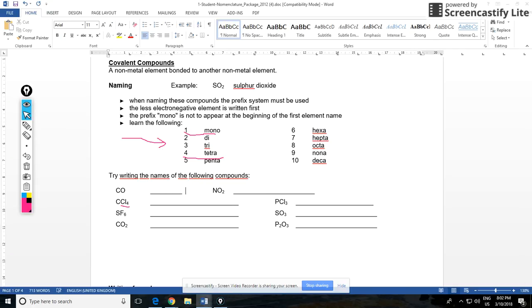So here we have CO. So we have 1 carbon. Because the first carbon is 1, we're not going to put mono in the front. And we have 1 oxygen. Now, when you're naming covalent compounds, the first element, you don't change its ending. You leave it as is, but you change the ending of the second element. So oxygen becomes oxide. And since we have 1, we use the prefix mono.